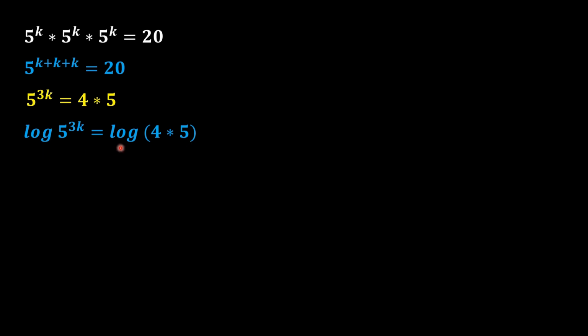Now by using the basic log property, we should apply it on both of these values. As a result, this expression can be written as 3k log of 5. How? Simply, according to the basic property of log, if a value has a base and a power, and we apply log on it, then the power will multiply with the log of the base value. So here we should apply the same rule. As a result, this power value will multiply with the log of the base value.